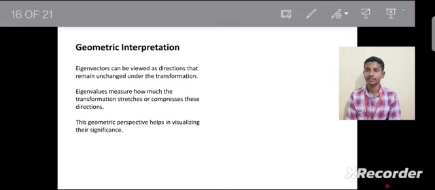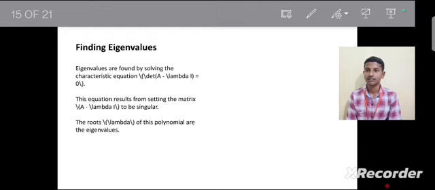Geometric interpretation. Eigenvectors can be viewed as directions that remain unchanged under the transformation. Eigenvalues measure how much the transformation stretches or compresses these directions. This geometric perspective helps in visualizing their significance.